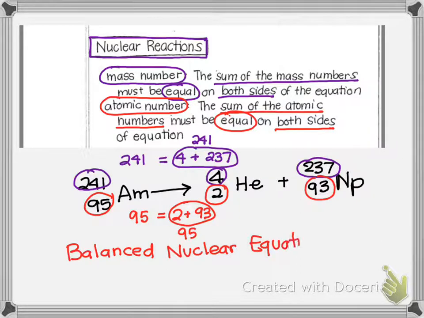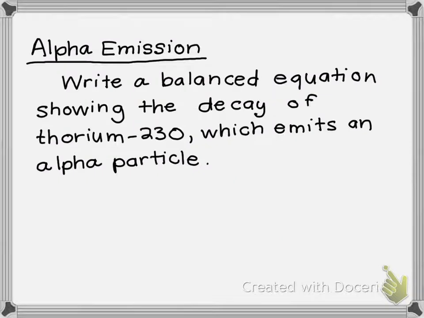So let's take a look at the different types of emission of radiation and how we can write our own balanced nuclear equations. So an alpha emission. Now when trying to write a nuclear equation, it's most helpful to write the alpha symbol as the 4,2He. So this says write the balanced equation showing the decay of thorium-230.